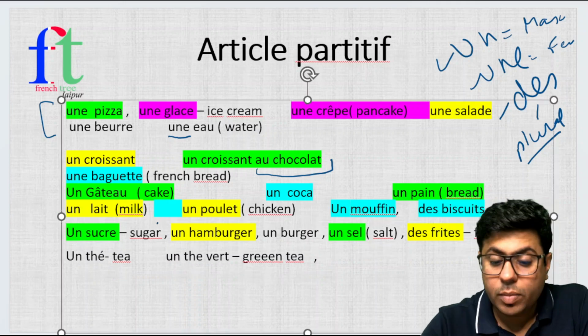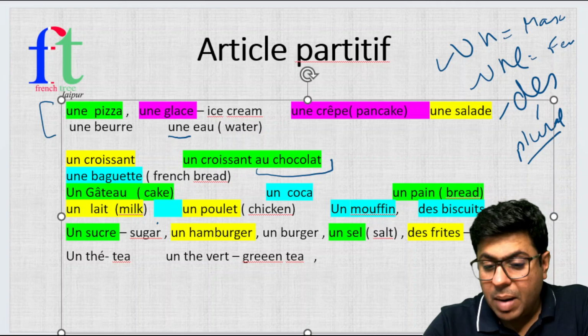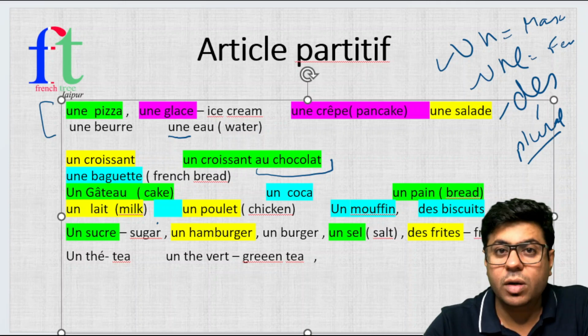Un poulet, un muffin, des biscuits, un sucre, un hamburger, un burger, un sel, des frites, un thé vert. It's better when I'm explaining, meanwhile, to stop this video and write it down in your notebook. By this process, you will understand the words better, and meanwhile you can stop this video for memorization. That will really help you find out the exact gender of the noun.